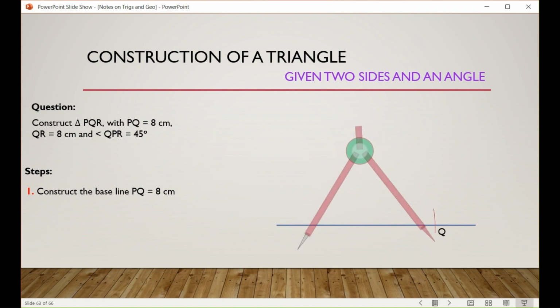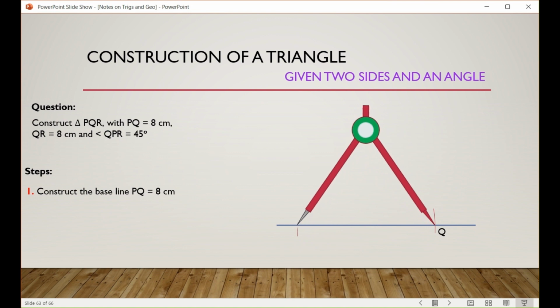And something else to note, QR is also 8 centimeters. So we have a triangle in which two sides have the same lengths. So that means it could either be one of two different types of triangles. Either it's an isosceles or it's an equilateral. So we'll have to figure out what's happening to the third side, then we'll know which one of those it is. So we got PQ is equal to 8 centimeters. And what we know is the angle is 45 degrees at P.